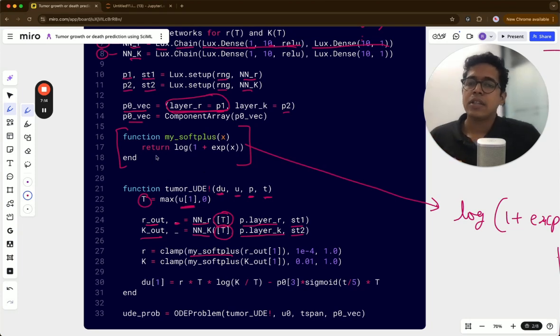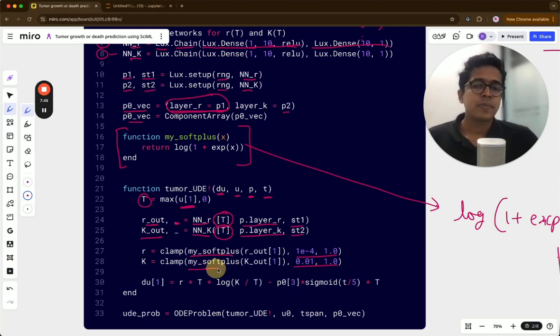When I did not have this function mySoft plus in the beginning, I was having trouble getting convergence. Initially I did not even have these upper and lower limits. So my predicted values of R and K were inducing instability in my prediction. Then I clamped it such that the value of predicted R and predicted K is always between these two numbers. Then I was getting better prediction, but still I was having issues with convergence. And then I added this mySoft plus and it was working.